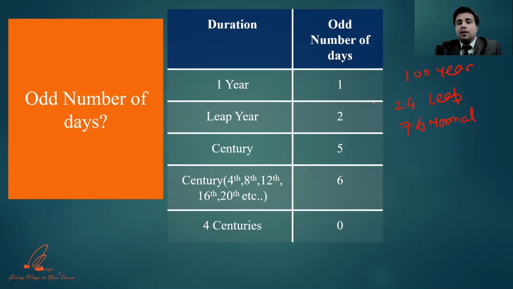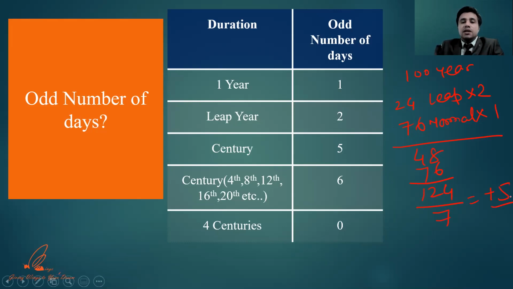What does it mean? It means in the leap years, because we have 2 odd days, so in 24 leap years, we'll have 24 into 2 odd days. And 76 normal years will have 76 into 1 odd days, which means it is going to be 48 plus 76. Total 124 odd days. And if we divide it by 7, we get 5 odd days. That's why in a normal century we have 5 odd days.